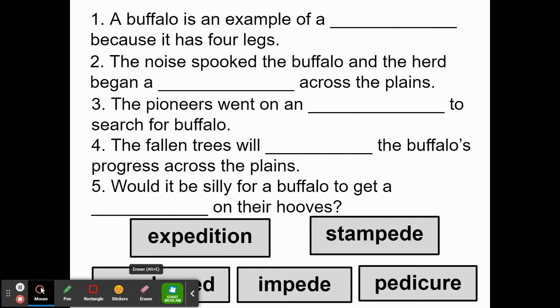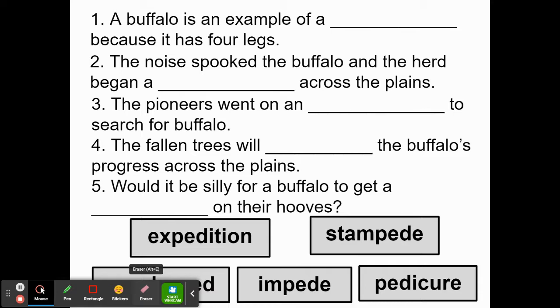Okay, when you go on to Seesaw today, you're going to see this assignment. It's a fill in the blank assignment. I'm going to go ahead and read the different choices out loud for you today, and then I just want you to complete the fill in the blanks. Number 1, a buffalo is an example of a blank because it has 4 legs. Number 2, the noise spooked the buffalo and the herd began a blank across the plains. So remember, when a group of animals are traveling. Number 3, the pioneers went on a blank to search for buffalo. So a journey where they might have traveled to try and find buffalo.